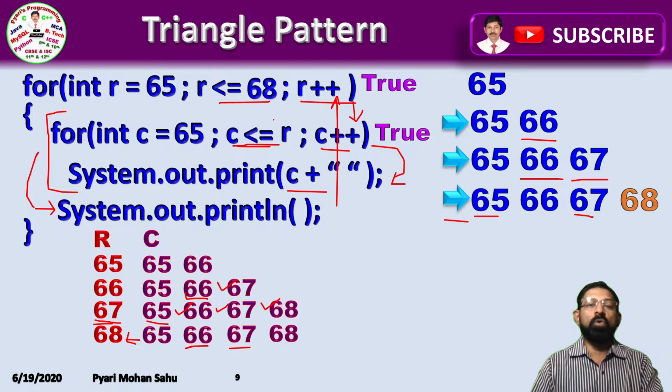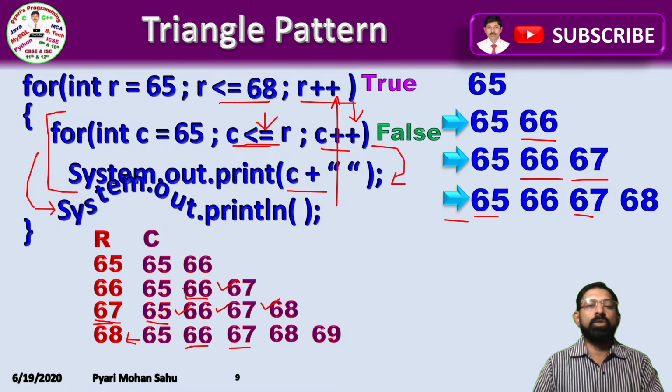68 less than or equal to 68 is true. That means I will display the C value. C value is 68. After that, I will increase it. C value 69. 69 less than or equal to 68 is false. That means I will come out of this loop and execute println. We'll take the control to the next line.